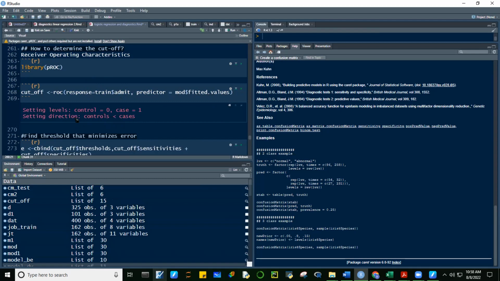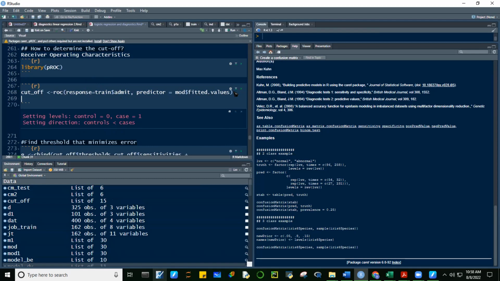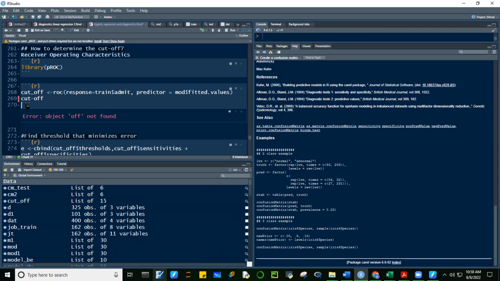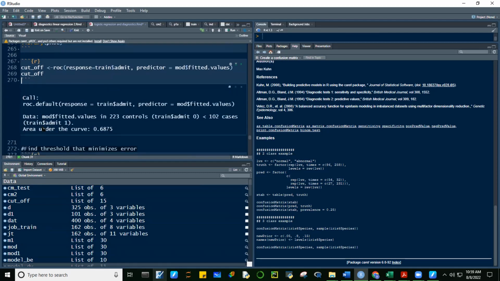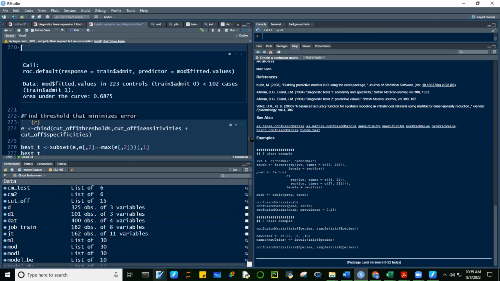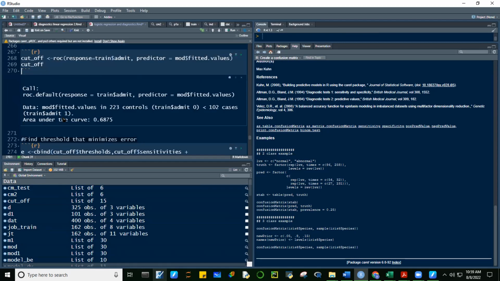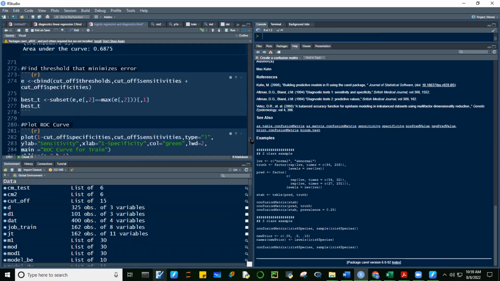Okay. All right, I have 2 more minutes. Oops. Maling cut-off ko. Underscore dapat. So ano yung laman ng cut-off? It's a list of 15. Okay. So meron tayong tinatawag na area under the curve, which is 68.75.